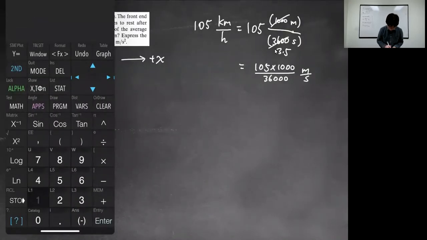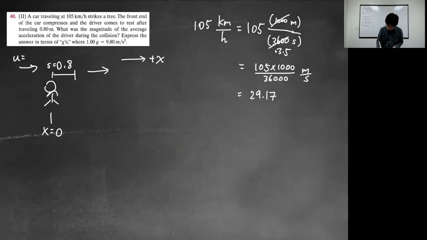So we will have 105 times 1,000 divided by 3,600, and that will give me 29.17 meters per second. Okay, so the initial speed is that much. The velocity is towards the right. Okay, so everything is in SI units, all right?